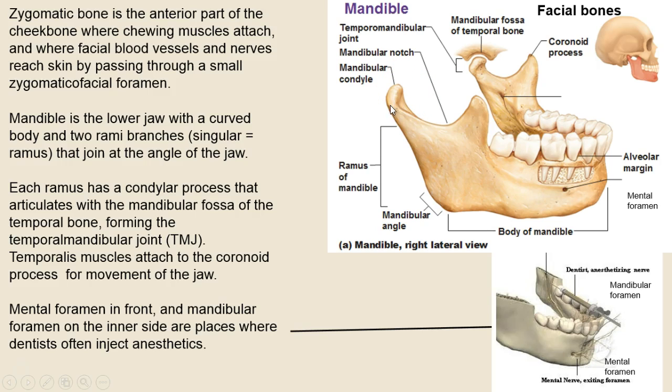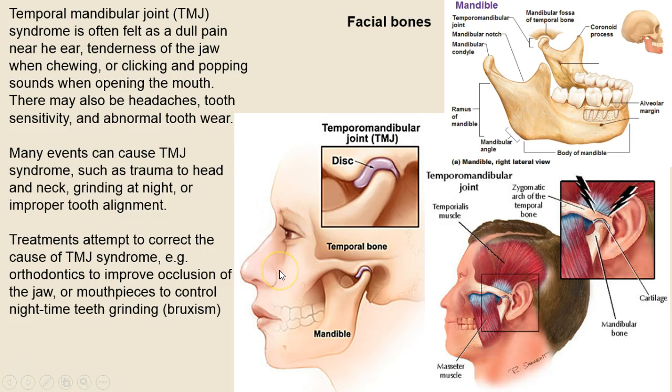And there's a cushion of cartilage there that may become inflamed. Temporalis muscles attach to the coronoid process up front. Now I'll show you a picture of that shortly. Mental foramen in front, very similar to the other foramen I talked about, where we have lots of blood vessels and nerves. And this and the mandibular foramen back here are two favorite sites for anesthetic injections by dentists.